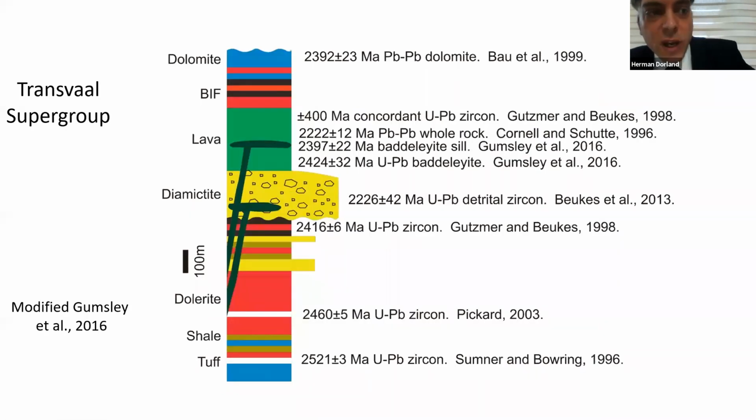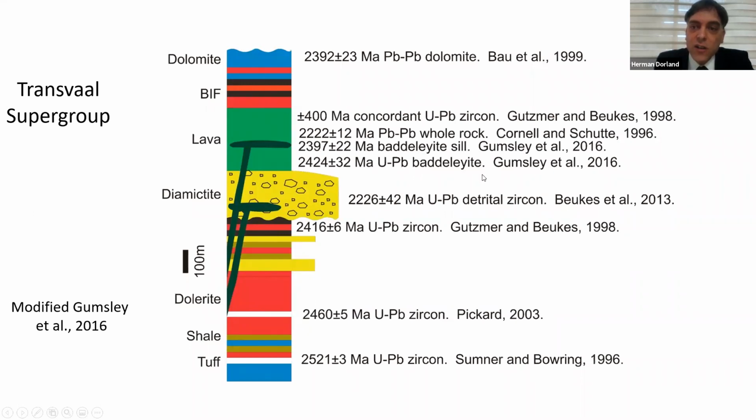Now this is back to the Transvaal supergroup. It's been well dated over time, but the further we go, the more high resolution the dating becomes. So if you look at these ages, what I want to point out is the detrital zircons that were dated in the Makganyene diamictite. They have ages of about 2,220 million years by Bekker et al. in 2013. He published it in a conference paper, but there's been subsequent work on this, and I always find this 2,22 in the Makganyene diamictite for the detrital zircons.